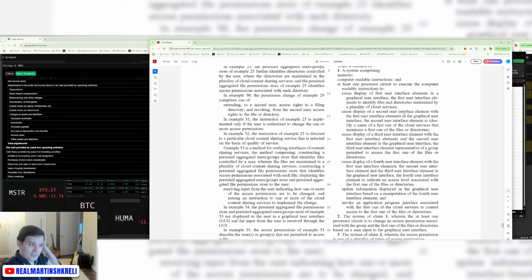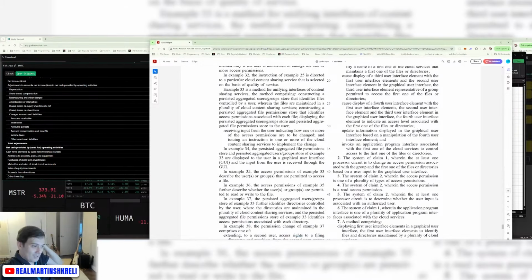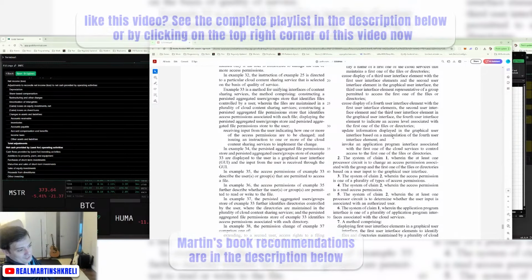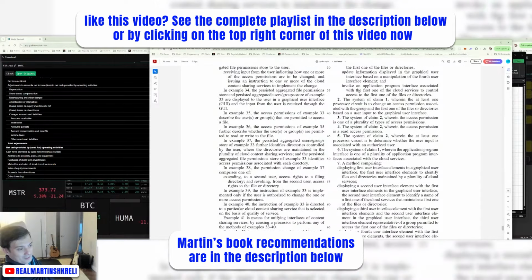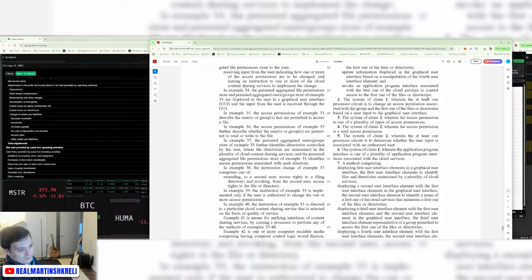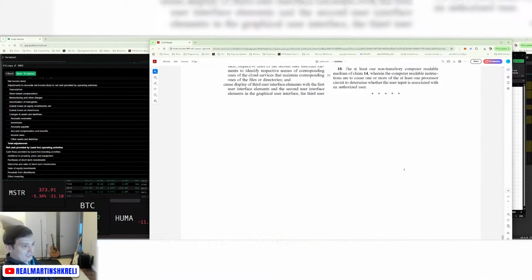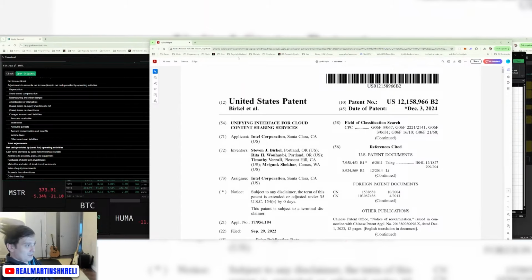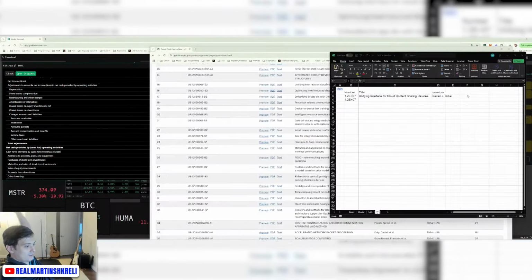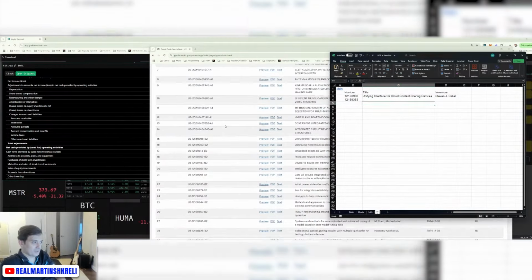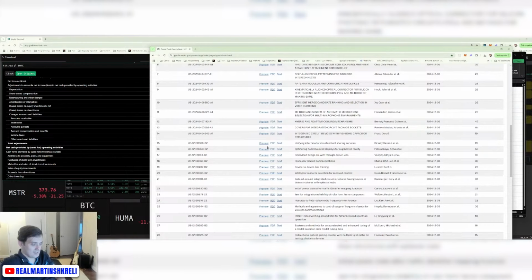Cause display of a second interface element in the GUI with the name of one of the cloud services that maintains a list of files, etc. And update information displayed in the GUI based on a manipulation of the fourth user interface element, and invoke an API associated with one of the first cloud services to control access to the files. Okay, so this is what it sounds like. It is a multi-cloud system. That's actually kind of a neat idea. If you've ever had Azure and AWS, it's a little bit of a pain to interface across all of them, so kind of a neat idea. But Intel's not really known for its software, so not really sure where that's going to go.